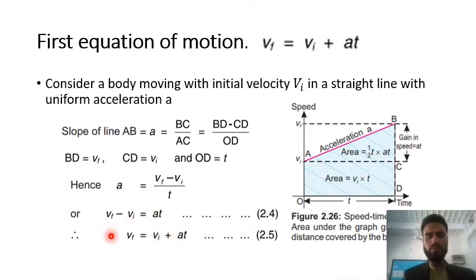So this is the first equation of motion, which says that final velocity will be equal to initial velocity plus acceleration multiplied by time. So if you multiply the acceleration with time and add this to the initial velocity, it will give us the final velocity of the body.